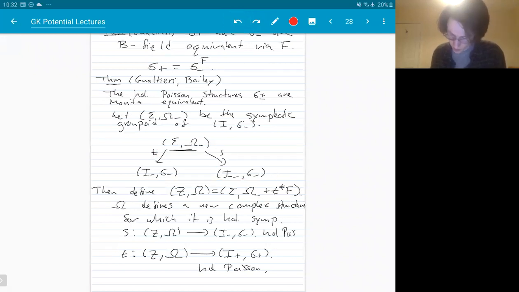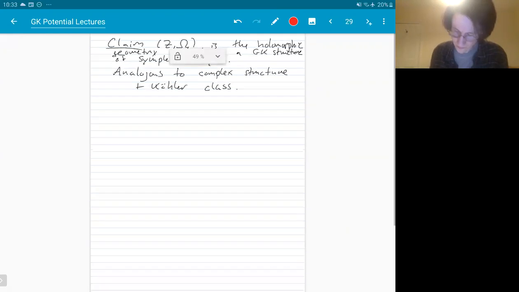Describing the symplectic groupoid in general can be quite wild. Usually you want to take it so that the fibers of S and T are simply connected, which means that you have to consider the universal cover of the symplectic leaves, for example. So it could be kind of wild. But I'll have some examples where it's well behaved.